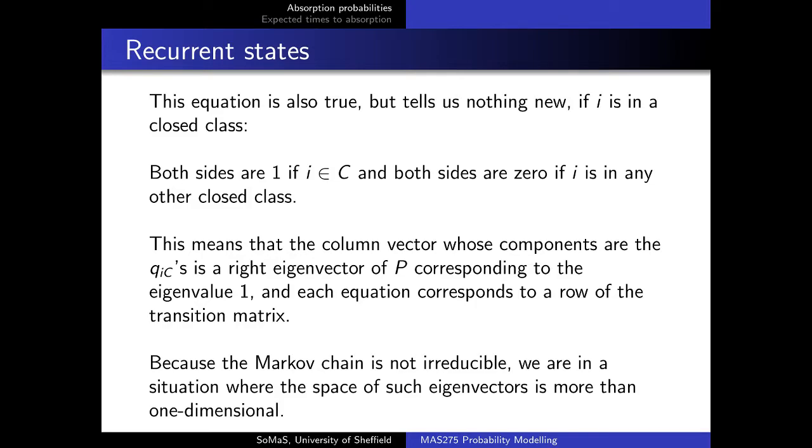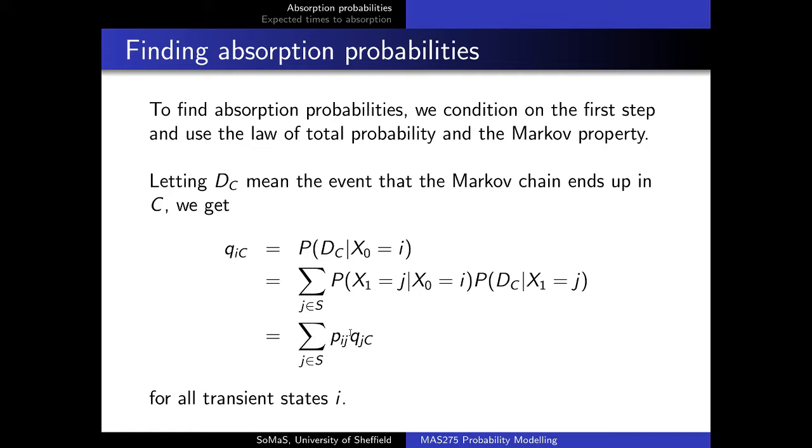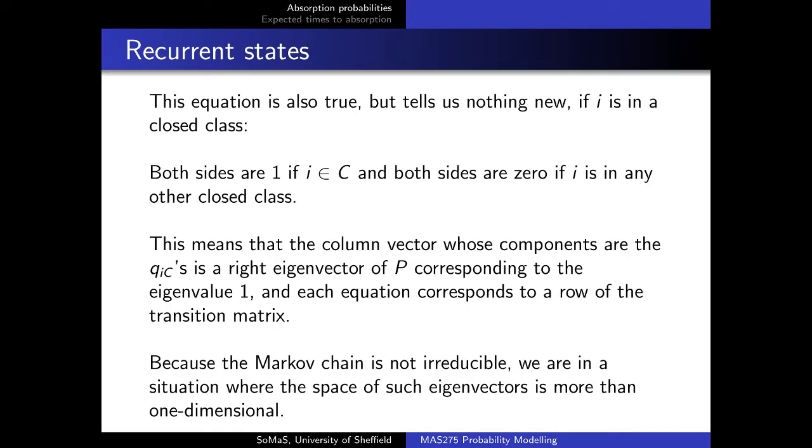So in any case, we have these linear equations, which, if you're interested in algebra, mean that the column vector with the Q_i^C's is an eigenvector of the transition matrix on the right, and the eigenvalue is 1. Each equation really is just a row of the transition matrix. Because the Markov chain is not irreducible, or more specifically because it has two closed classes, the dimension of the space of these eigenvectors is more than one-dimensional. And so your solution does not need to be 1, 1, 1, 1, 1, 1, 1. It will be an actual interesting vector. And yeah, this is just how you do it.